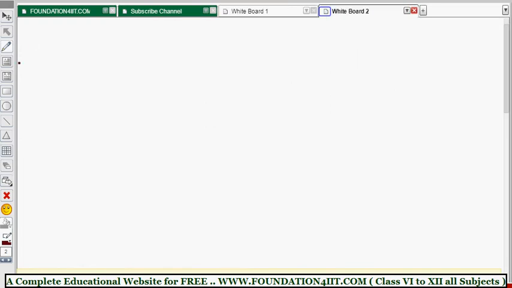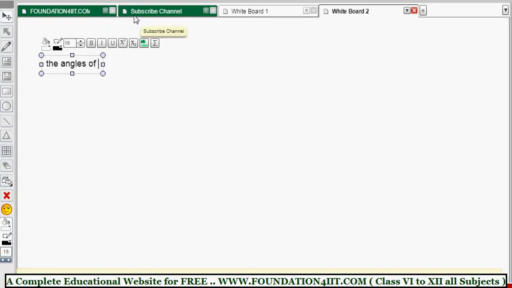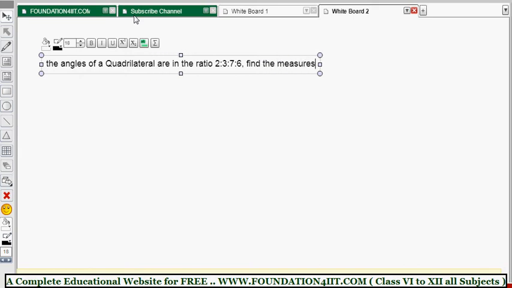Fine. Let me show you a numeric word problem also. For example, the angles of a quadrilateral are in the ratio 2:3:7:6. The four angles are in the ratio 2, 3, 7, 6, right? Then find the measures of each angle of the quadrilateral.